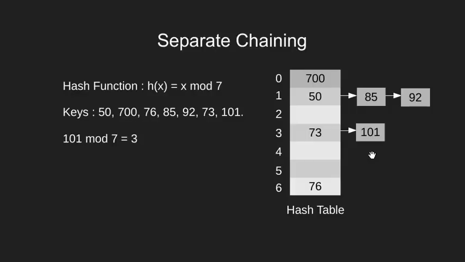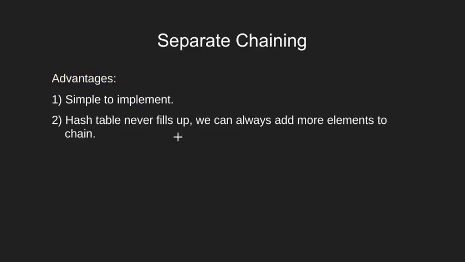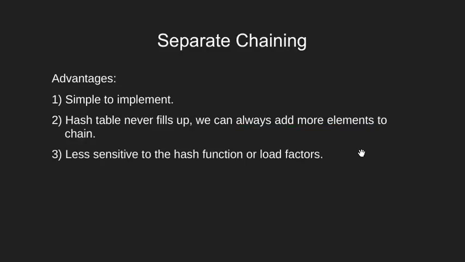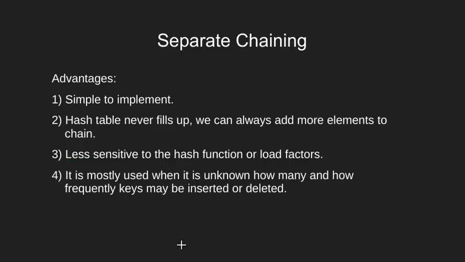Now, let's have a look at some of the advantages we have in separate chaining. The first is that it is a very simple method to handle collision and therefore can be implemented easily. Next advantage is that the hash table can grow and we can add new elements to it. Another advantage is that the hash table is less sensitive to the hash function used. The last advantage is that the method can be used easily when we are not aware of the number of operations that need to be done with the keys.